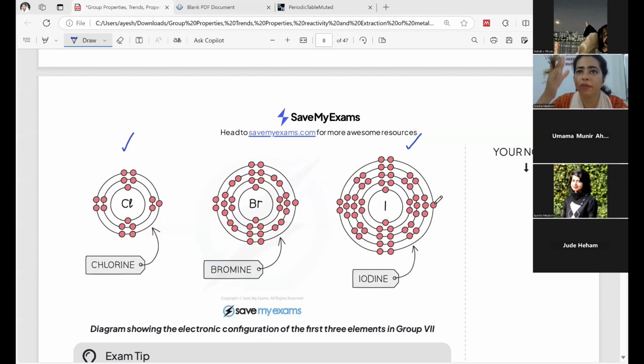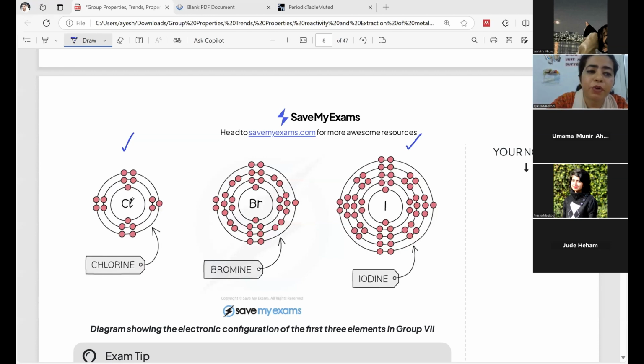Okay, and size increases down the group because of the shell number. So it means as we go down the group for the metals, loss of electron was easy, so they were more reactive. Now, if we talk about non-metals, it has the opposite trend.